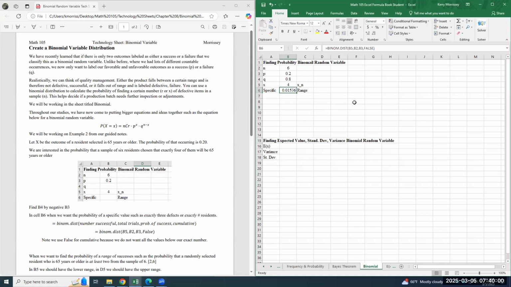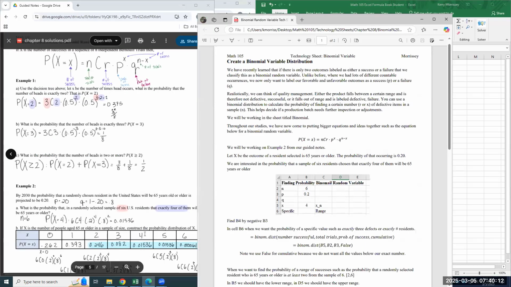Go ahead and hit enter. And as you can see here, for us, in order to get exactly 4 residents to be 65 or older, that's about 1.5%. We have seen that value before. That is right here.